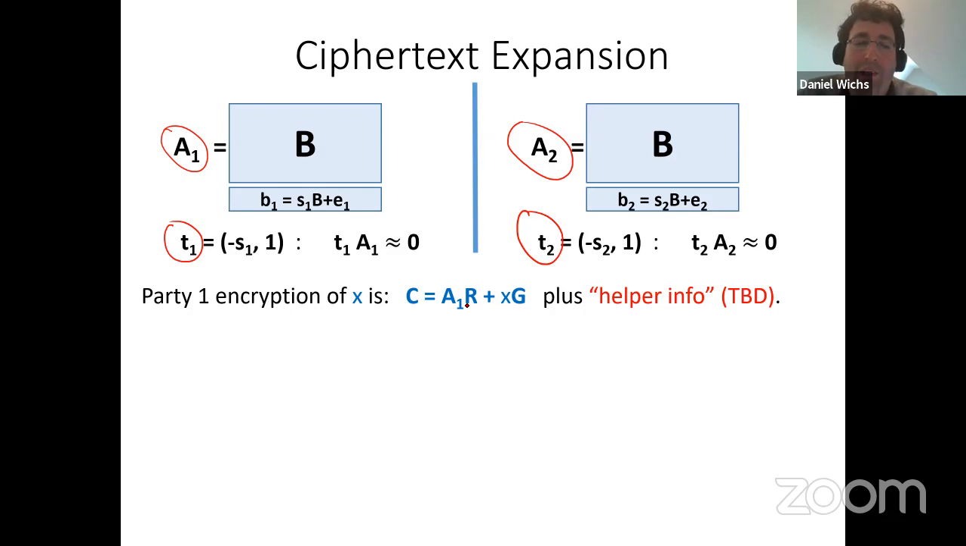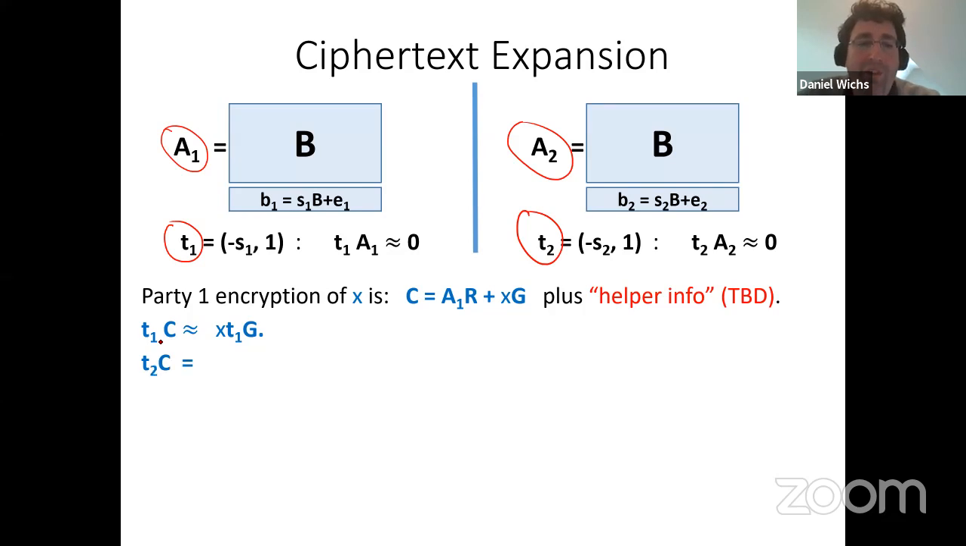We're going to need some additional helper info that party 1 will release. So the individual encryption of each party is not going to just be GSW. It's going to be GSW plus some additional helper data that is TBD. I'll tell you in a little bit what that needs to be. Okay. So we take the ciphertext of party 1. We know that it satisfies this property. If you try to decrypt it, so if you multiply it on the left by the secret key of party 1, you get X T1 G.